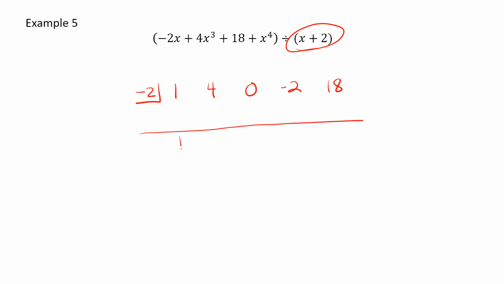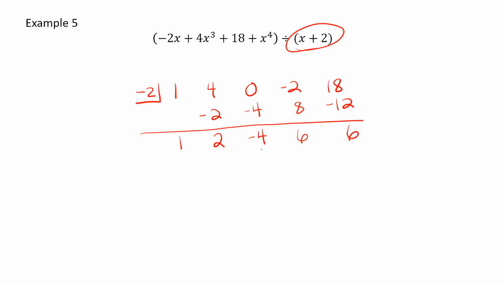Bring down the 1. 1 times negative 2 is negative 2. 4 plus negative 2 is 2. 2 times negative 2 is negative 4. 0 plus negative 4 is negative 4. Negative 4 times negative 2 is 8. Negative 2 plus 8 is 6. 6 times negative 2 is negative 12. And so we get a remainder of 6.